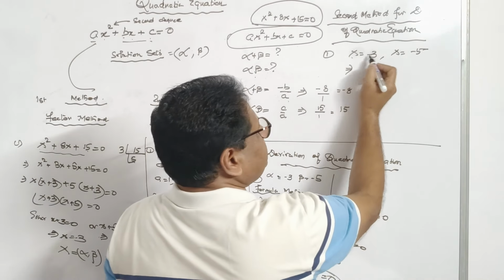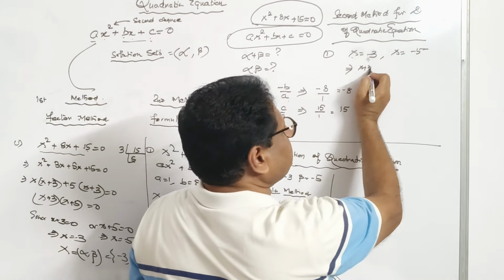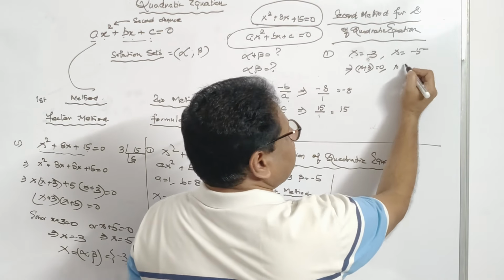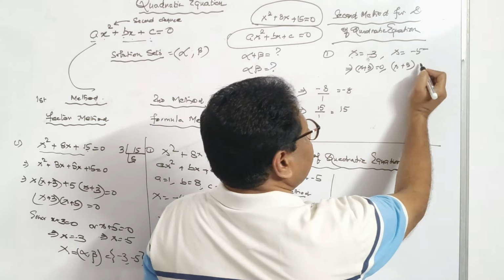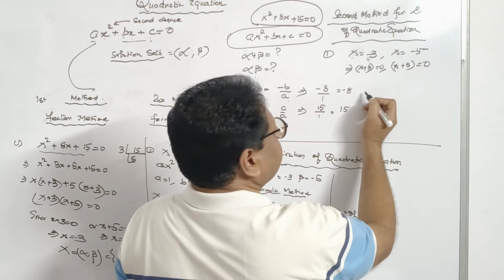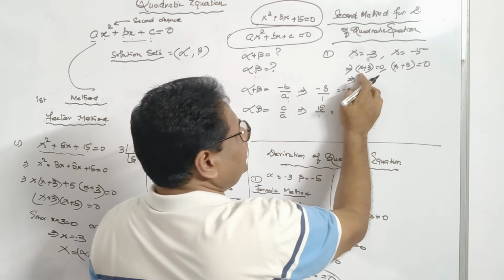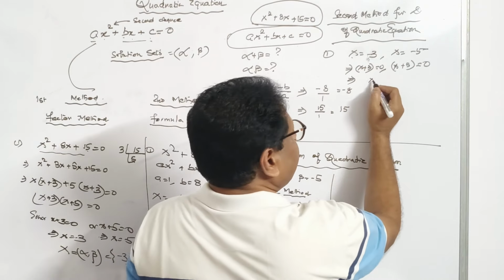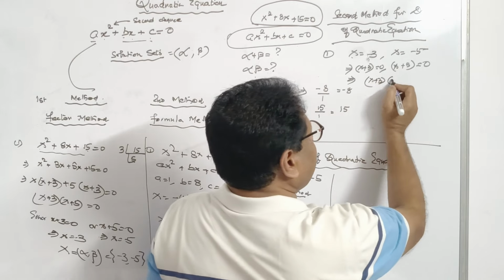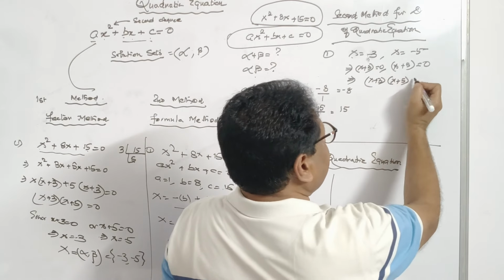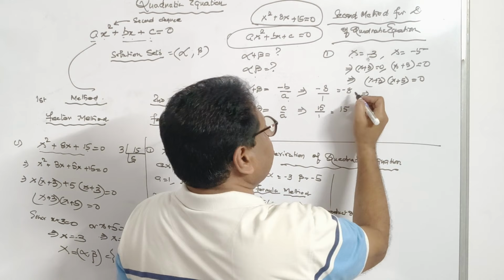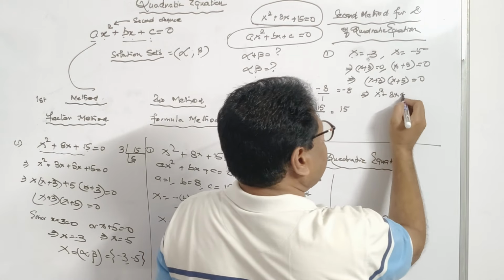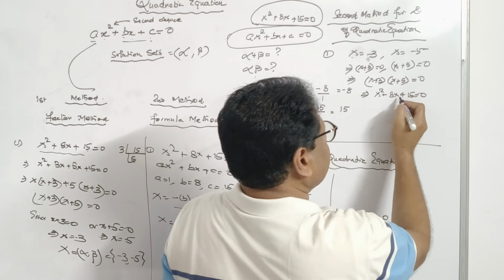This implies if x equal to minus 3, then x plus 3 is 0. Here also, if x is minus 5, this means x plus 5 equal to 0. Now, if a is 0 and b is 0, then a into b is also 0. So we can write this as x plus 3 into x plus 5 equal to 0. This means x square plus 8x plus 15 equal to 0.